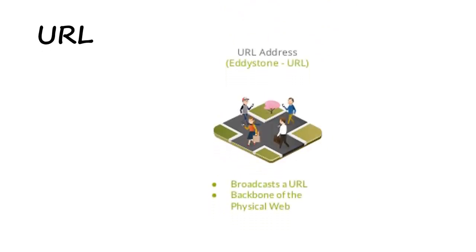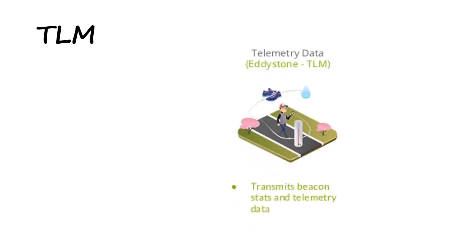URL, which includes a compressed URL that can be directly used by the end user. TLM is another packet not found in iBeacon. It contains telemetry data that's great for fleet management purposes. And finally, EID is an added security measure.